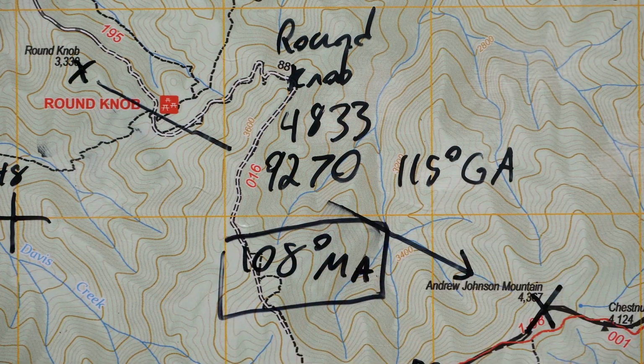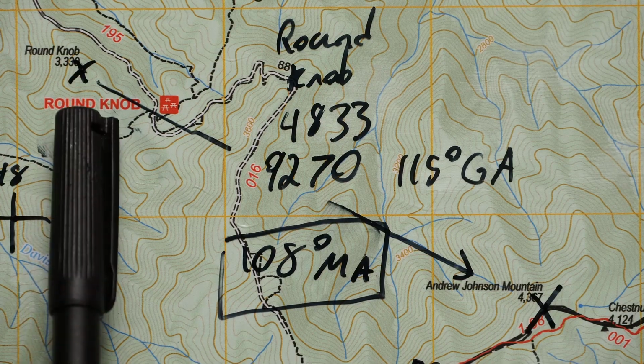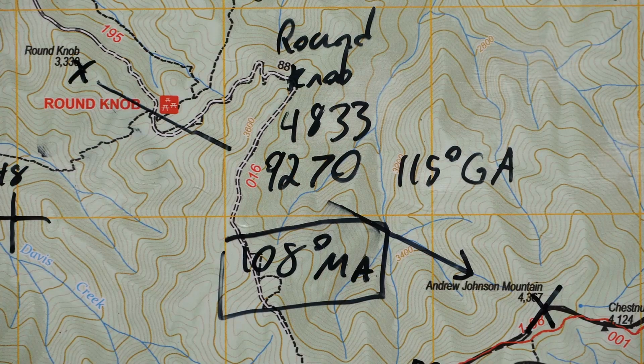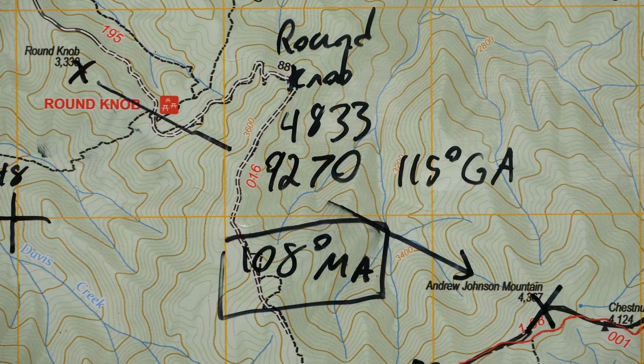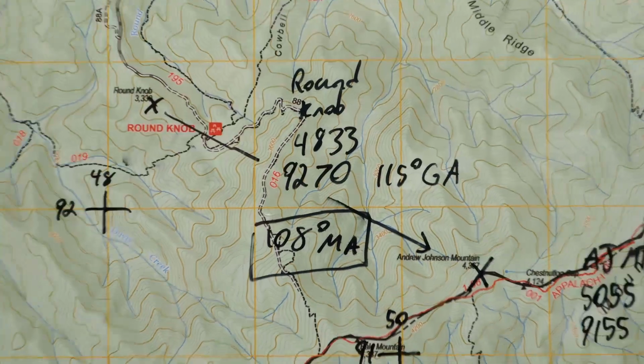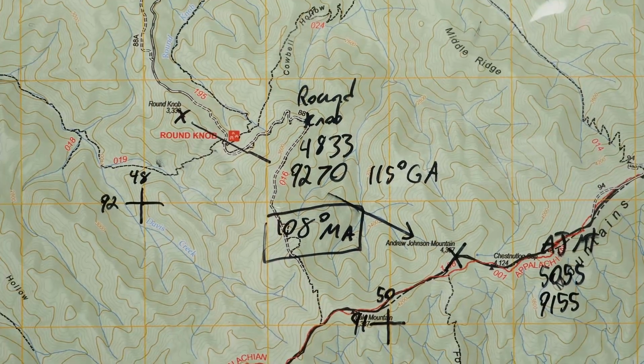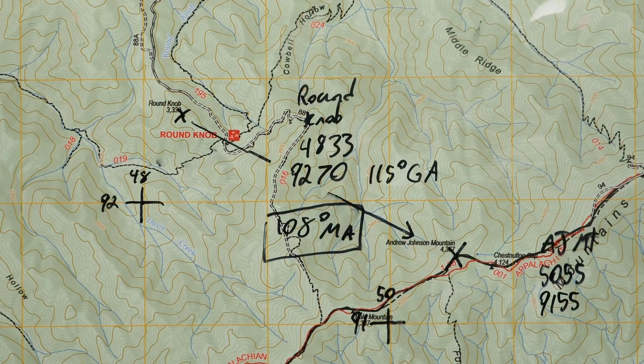So we need to subtract 7 degrees from 115, which would be 108 degrees for our magnetic azimuth. And we'll go ahead and write that number down. So whenever we actually get our compass out and we shoot our azimuth in real life from Round Knob to Andrew Johnson Mountain, we will need to find 108 degrees on our compass. And so this is how you find the grid of a location, and then the grid of a second location, and then shoot an azimuth. I hope you all have learned something.